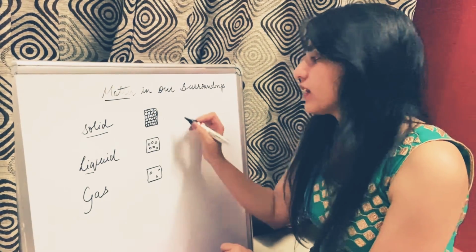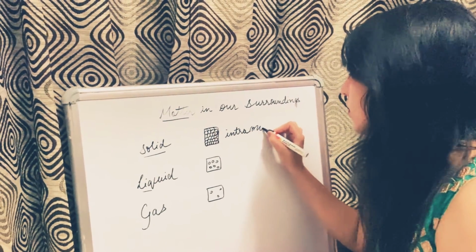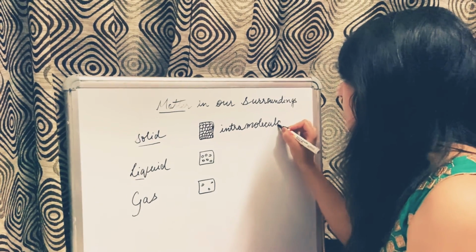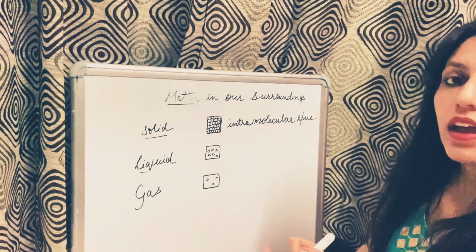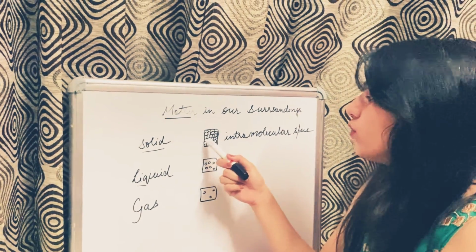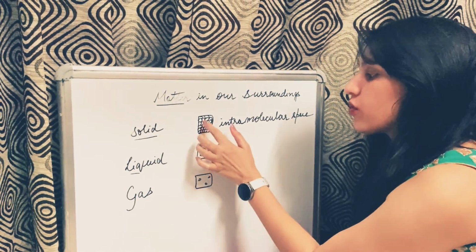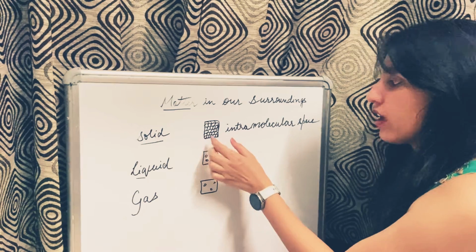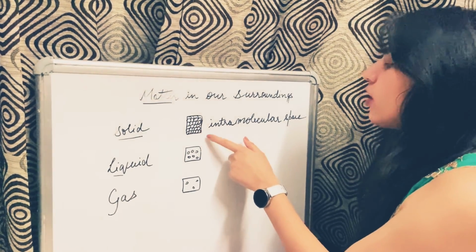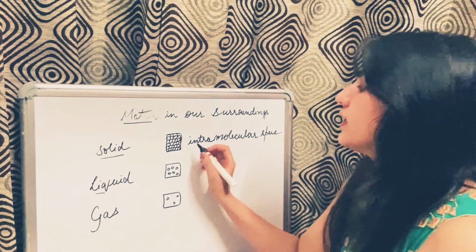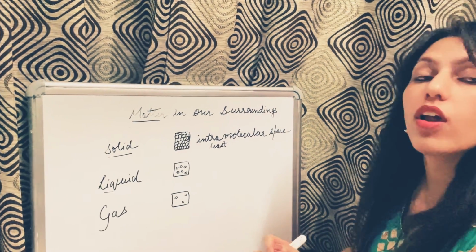The next property is the intramolecular space. First of all, what does intramolecular space mean? The space between the molecules. You can see in the solids, there is hardly any space between the molecules of the solid. So the intramolecular space is least in the solids, or it is not there at all.